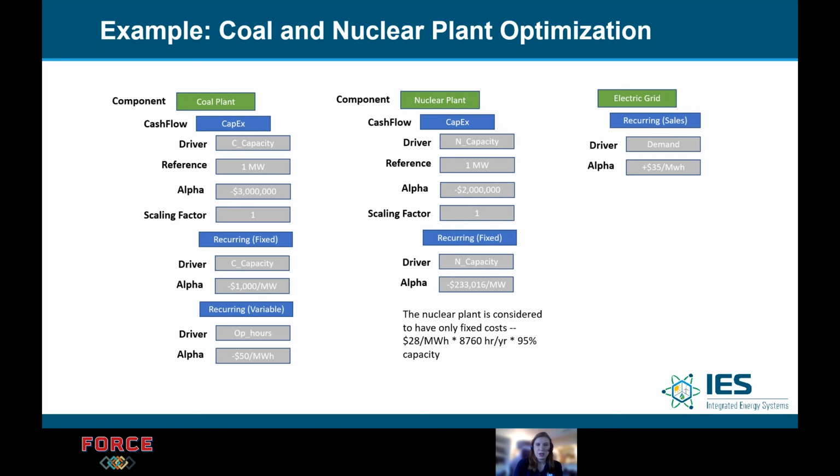And then the same for the nuclear plant. And for the nuclear plant, we're only going to have a recurring fixed cost of the $28 per megawatt hour at 95% capacity. And then you also have a third, which is the electric grid, and that's going to have a recurring cost of the sales. So you have your demand, which is the number of hours that are under that demand curve, and then $35 per megawatt hour.